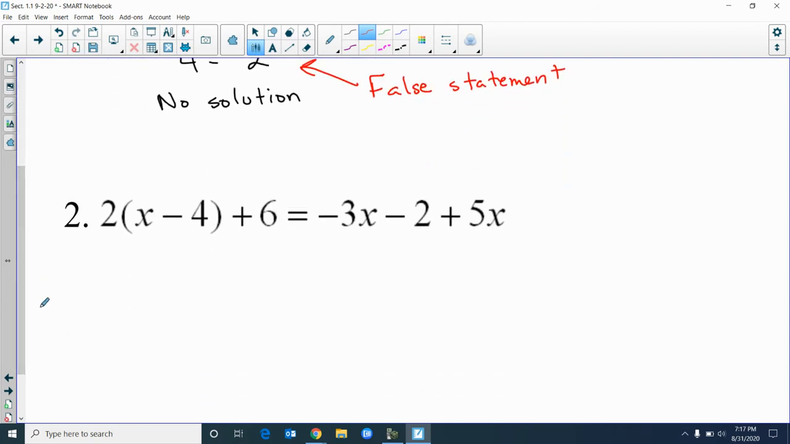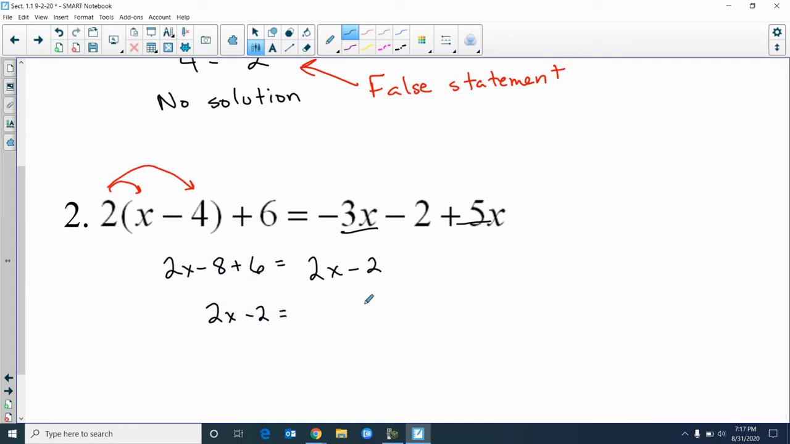All right, second special case here. This is a little bit more messy, a little bit more terms on each side. Go ahead and distribute. We end up with 2x minus 8 plus 6 equals -3x plus 5x. I'm going to go ahead and do that right now. It's 2x minus 2. I get -8 plus 6, which gives me -2.